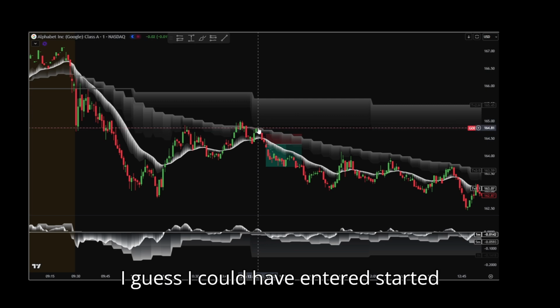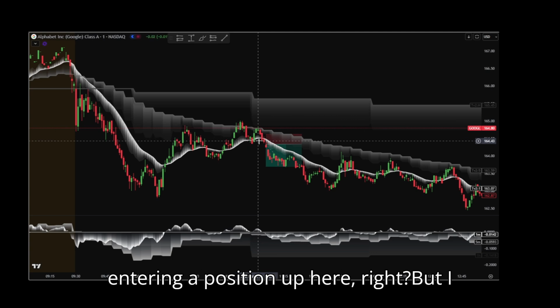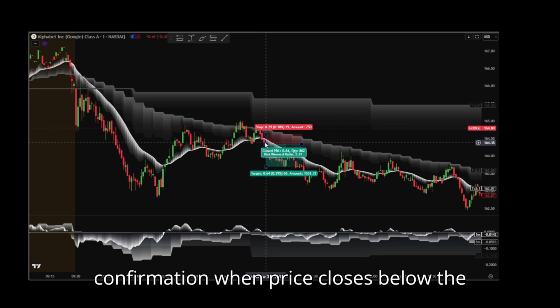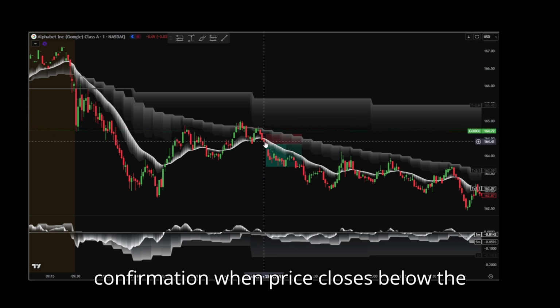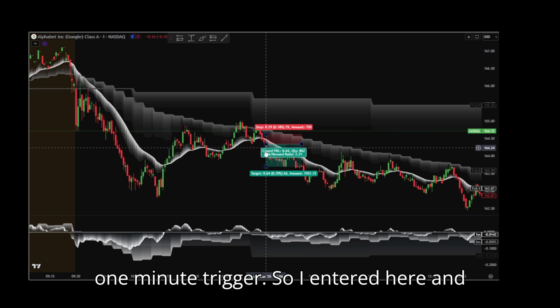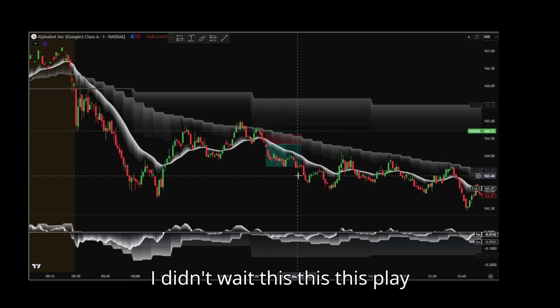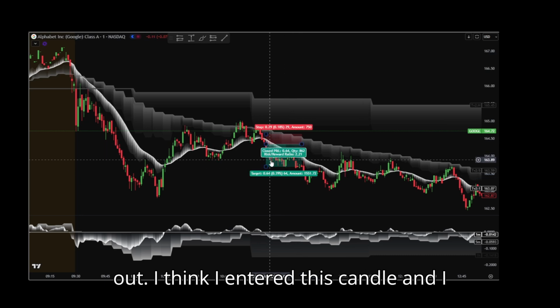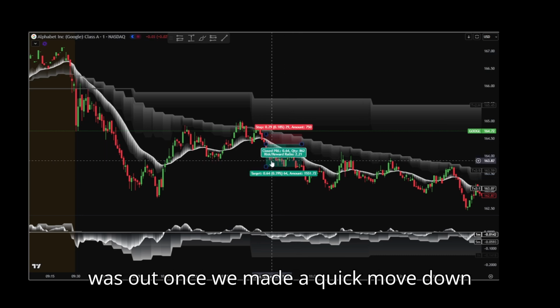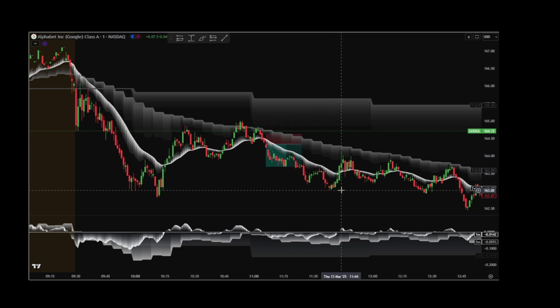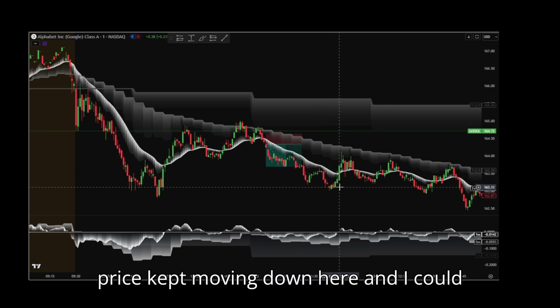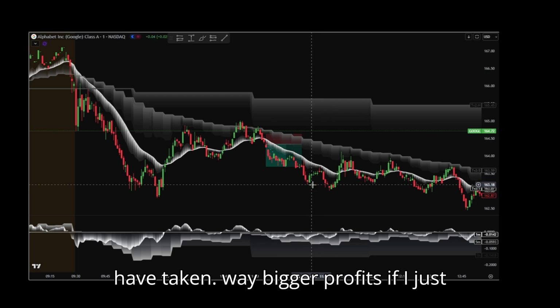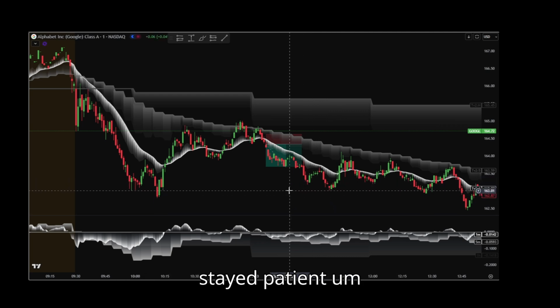I guess I could have started entering a position up here, right? But I typically like to wait for the confirmation when price closes below the 1 minute trigger. So I entered here, and I didn't wait this play out. I think I entered this candle and I was out once we made a quick move down here, but obviously price kept moving down here and I could have taken way bigger profits if I just stayed patient.